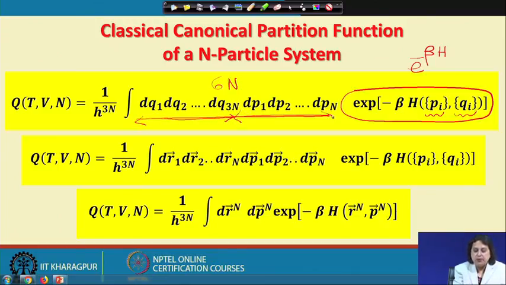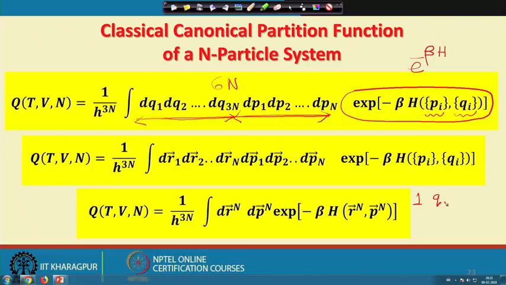3N momenta coordinates. We actually use in many cases a condensed notation, whereby let us say for particle 1, q1, q2 and q3 are the 3 x, y, z coordinates of the particle 1. I condense it using a notation r1. So, instead of dq1, dq2, dq3, I will write dr1. Similarly, for each of the particles. So, I will have this part representing the integration over all possible position coordinates of the capital N particles.